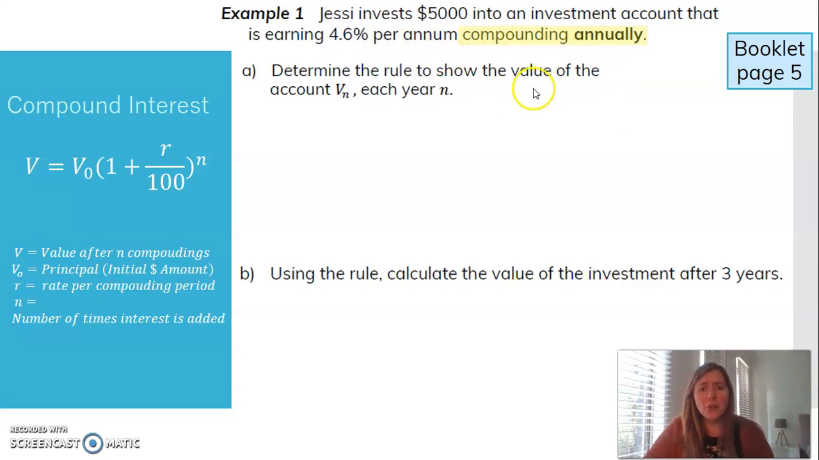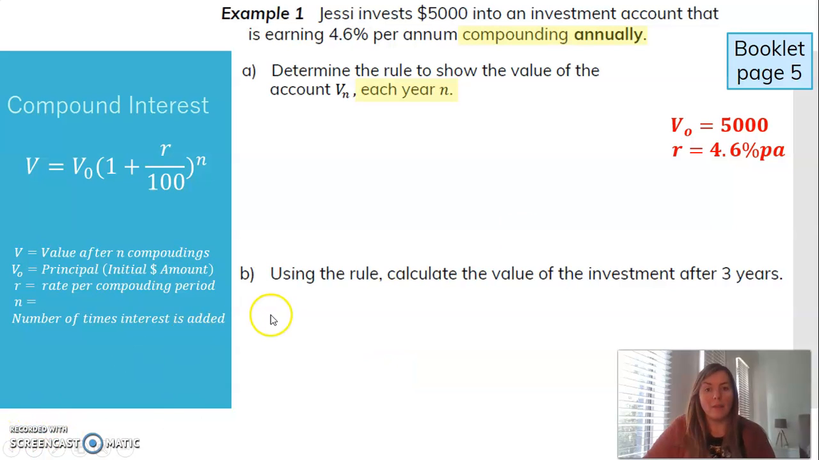So let's go through here and write out what we know. We know that Jessie's got $5,000 at the start, so that's my V0. I'm going to write that here. V0 is $5,000. I know that my R is 4.6% per annum, and it's compounding annually, so I'm just going to write R equals 4.6 per annum. Now let's sub these values into our rule. Our rule format is over here on the side. I'm just going to rewrite that here, and then put these numbers exactly into those spots.